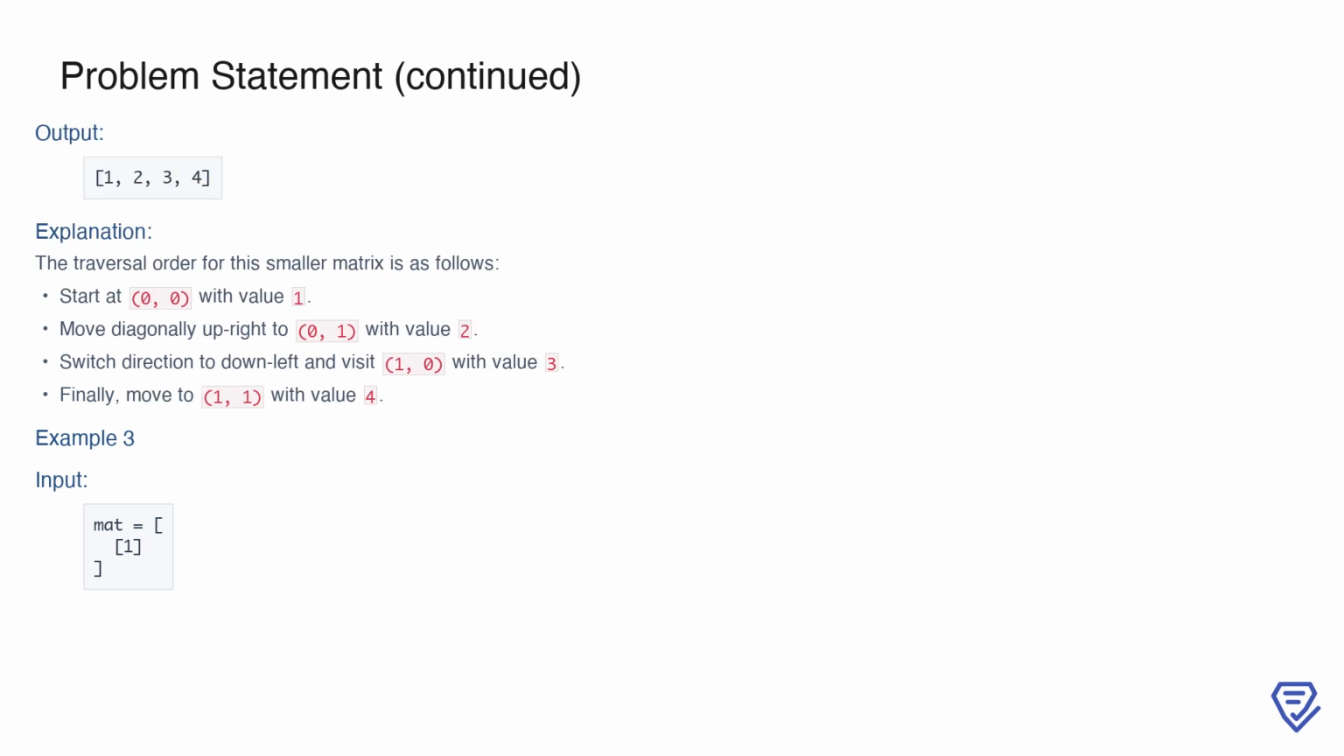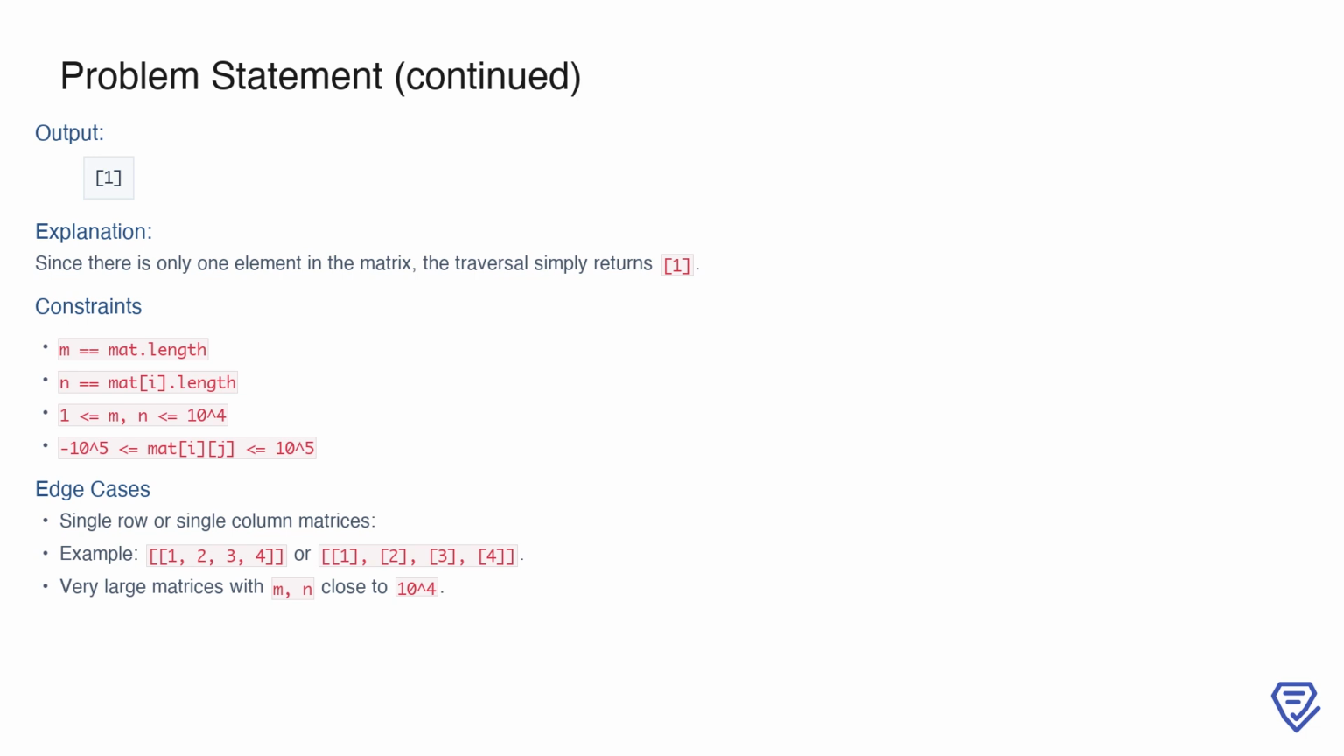For the second example, we have a smaller 2x2 matrix, 1, 2, 3, 4. The output for this matrix is 1, 2, 3, 4. Let's understand the traversal order. Starting at position 0, 0, with the value 1, we move diagonally up-right to position 0, 1, with the value 2. From there, we switch directions to move down-left, visiting position 1, 0, with the value 3. Finally, we move to position 1, 1, with the value 4. This example demonstrates how the diagonal traversal applies to smaller matrices.